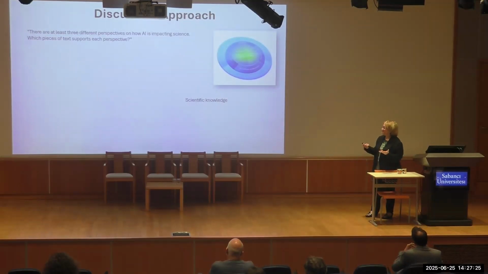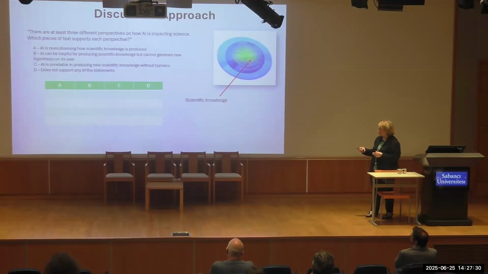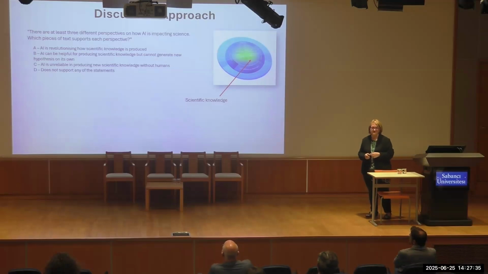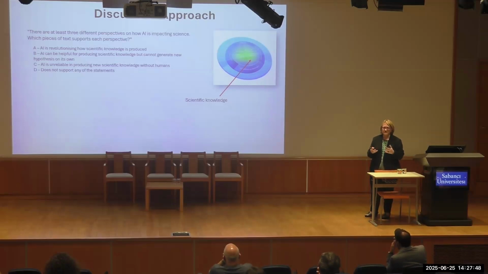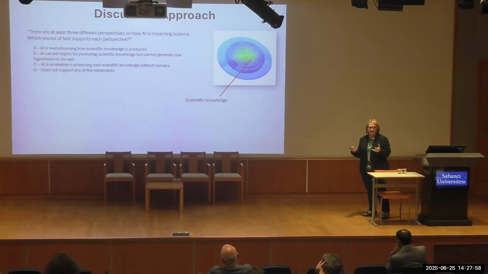Another approach could be a discussion. For example, we can get students to discuss and debate different ideas about AI and the impact of AI on scientific knowledge. So you can say AI is revolutionizing how we produce knowledge. Sometimes people may not agree with that statement. They might say it's not really revolutionizing, it's just changing some aspects of production of scientific knowledge, but it's not a revolution. And another point might be that AI is unreliable in producing new scientific knowledge.